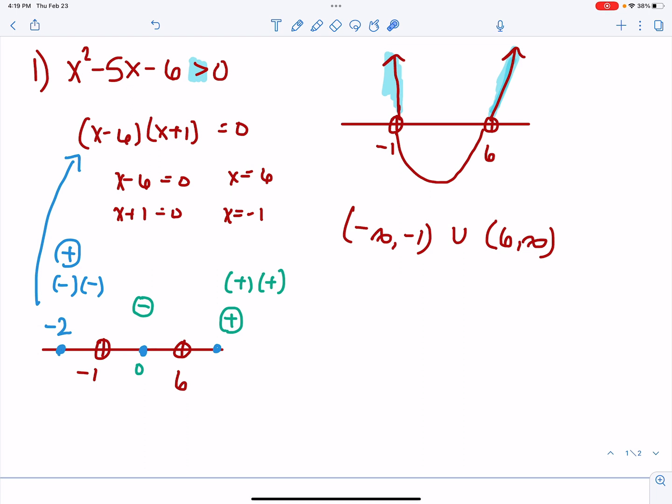So looking at your sign chart, this tells me that I am positive from negative infinity to negative 1, and I'm also positive from 6 to infinity, which is right here. Now, if you could graph it easily, then I would tell you to sketch the graph and then look, does it need to be above the x-axis or below the x-axis, depending on what your sign is. In this case, since it is greater than, I'm looking above.